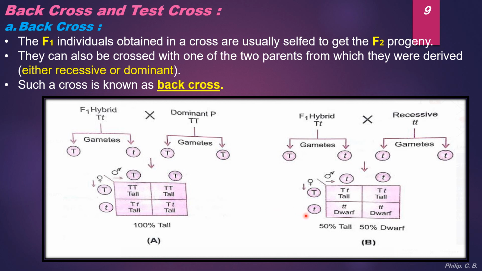Whereas in case of crossing with the recessive one, we get 50% tall, that is hybrid ones, and 50% dwarf, that is the recessive trait. So here it is 50-50. Here it is full 100%. But when the F1 generation is crossed with the parental one, either dominant or recessive, it is called back cross. Clear? So that is why F1 is crossed with dominant, F1 crossed with recessive.